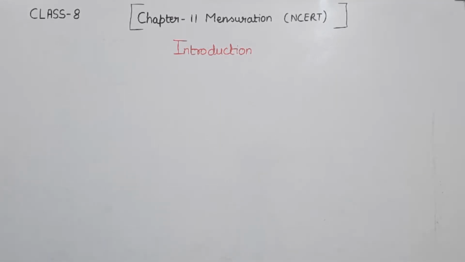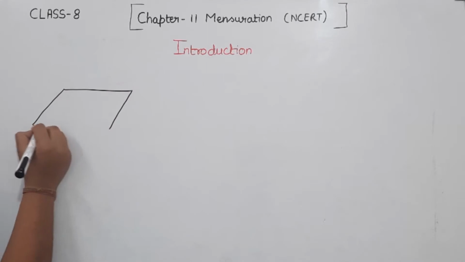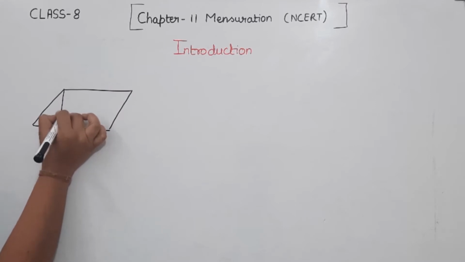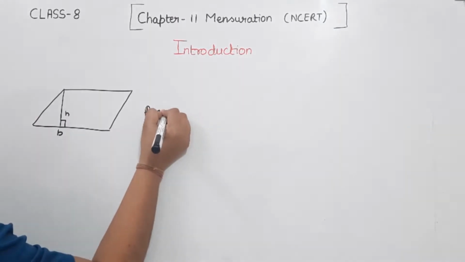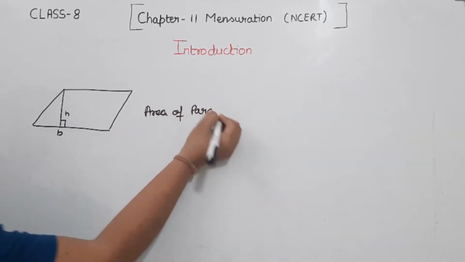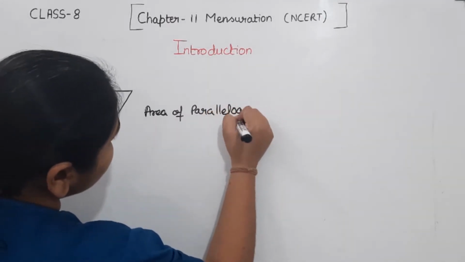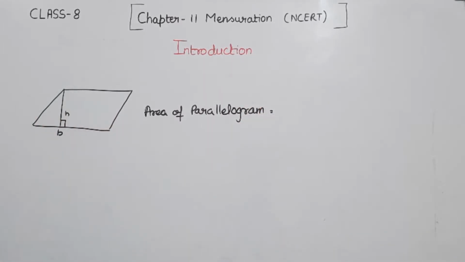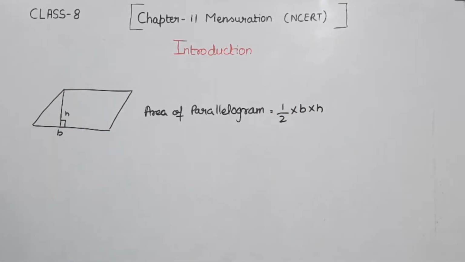Next figure we are having is a parallelogram. So this is a parallelogram we are having. This is the height we are having, and this one we are having the base. Now we have to find the area of the parallelogram. The area is equal to the base into height we are having. This is the area of the parallelogram. Now comes to the next figure.